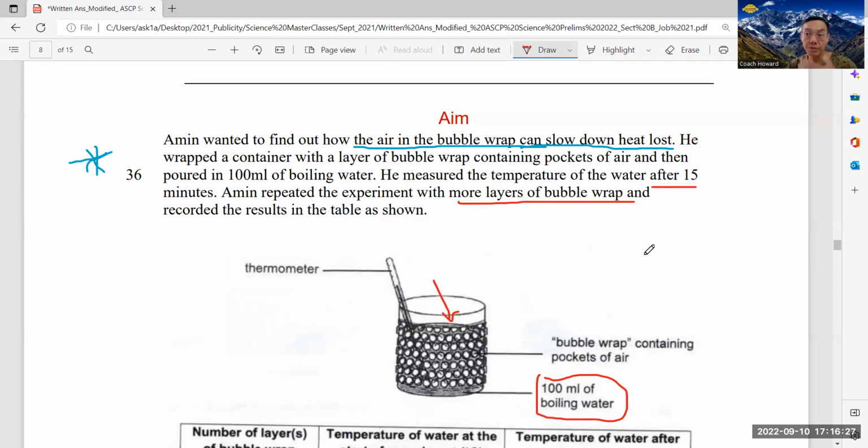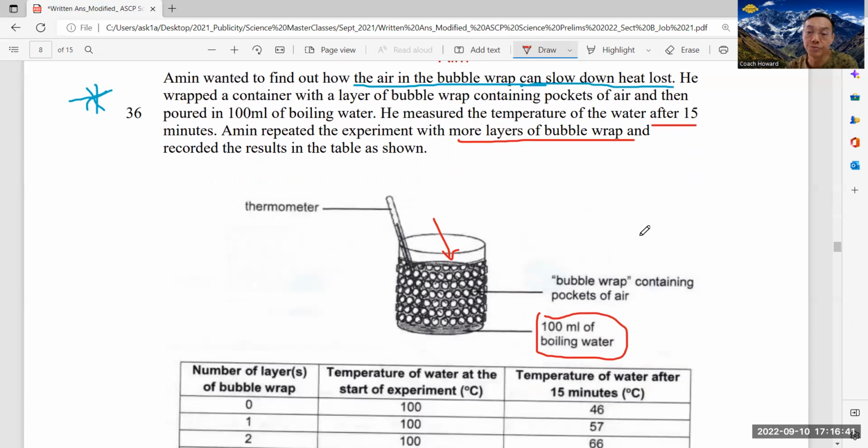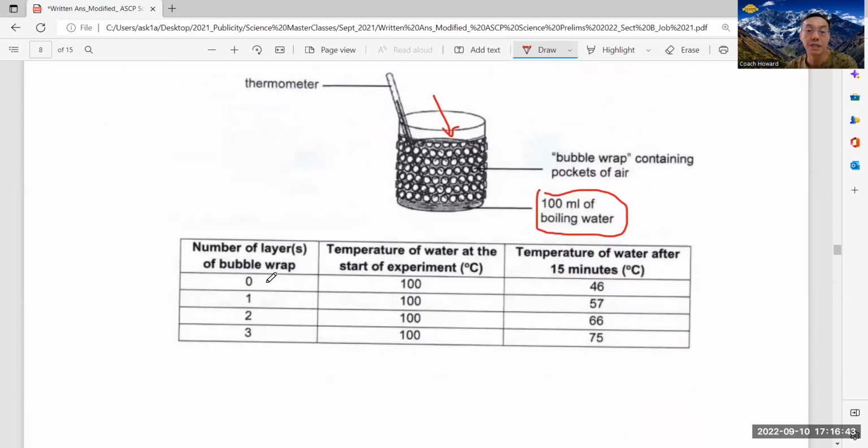So even before you see the result, mentally you should know the more layers of bubble wrap being wrapped, it will take a longer time for the water to lose heat. So let's review whether it's true. Yeah, that is true. Can you see? This is a control setup. 0 bubble wrap. After every 15 minutes the temperature is measured. So without any protection, the temperature dropped from 100 to 46 in 15 minutes.